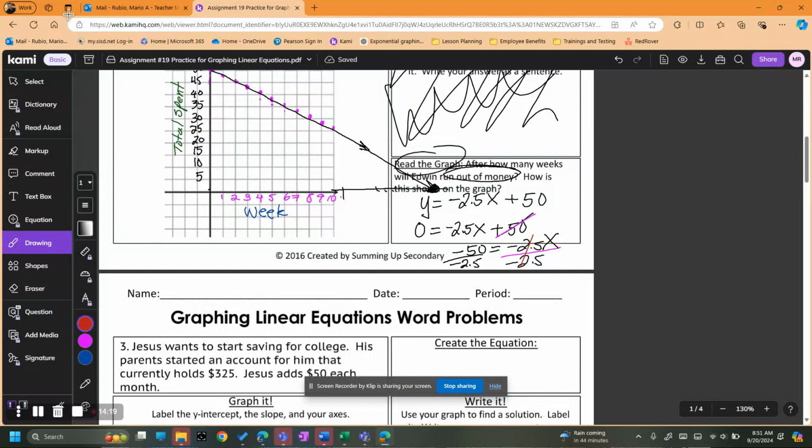Those cancel. And we wind up with x equal to 50 divided by 2.5. I think that's 20? Let me get my calculator out. Negative 50 divided by negative 2.5. It's, I wrote 125. 50 divided by 2.5 is 20. I must have done something wrong. 20 sounds right. 50 divided by 2.5, 20 weeks. So it will take him 20 weeks to spend all his money.